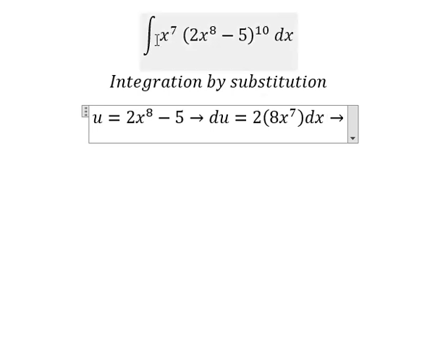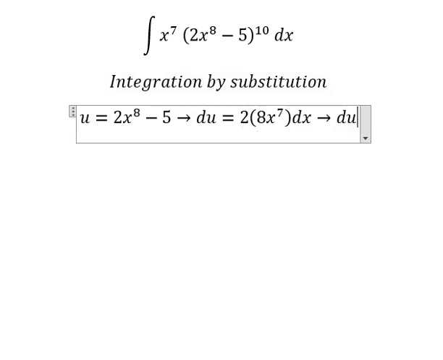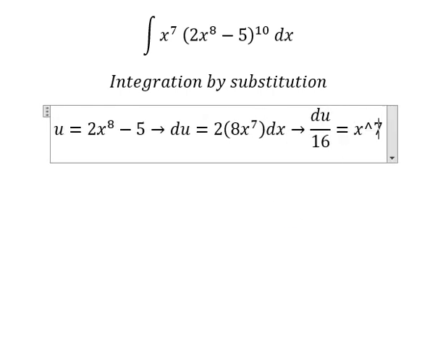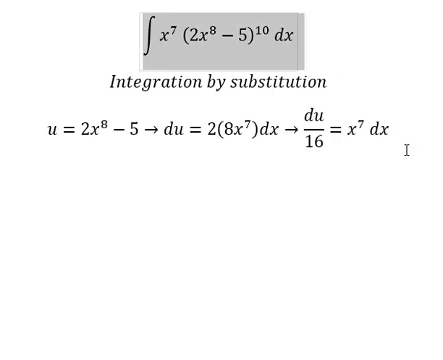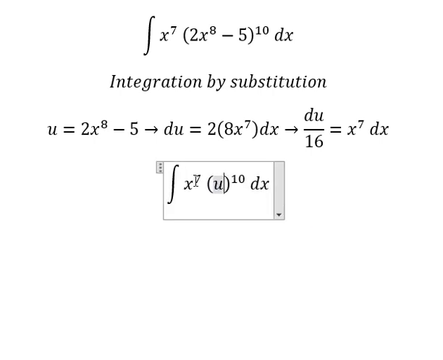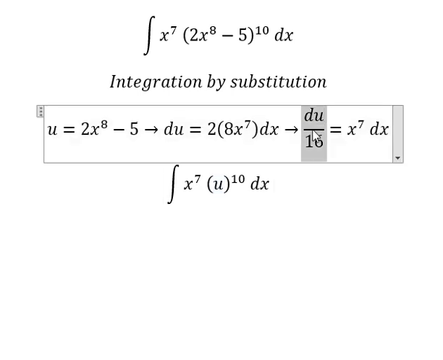Because we don't have 16, that is from 2 times 8, we need to divide both sides by 16. So this one we change for u. s to the power of 7 ds is this one.